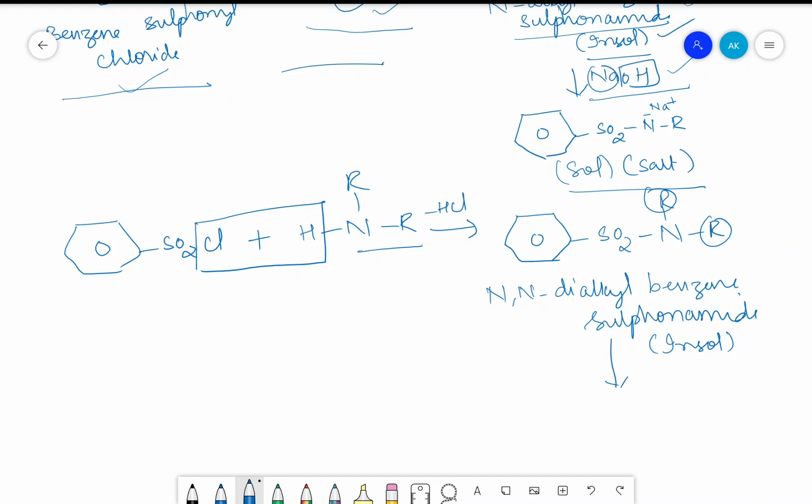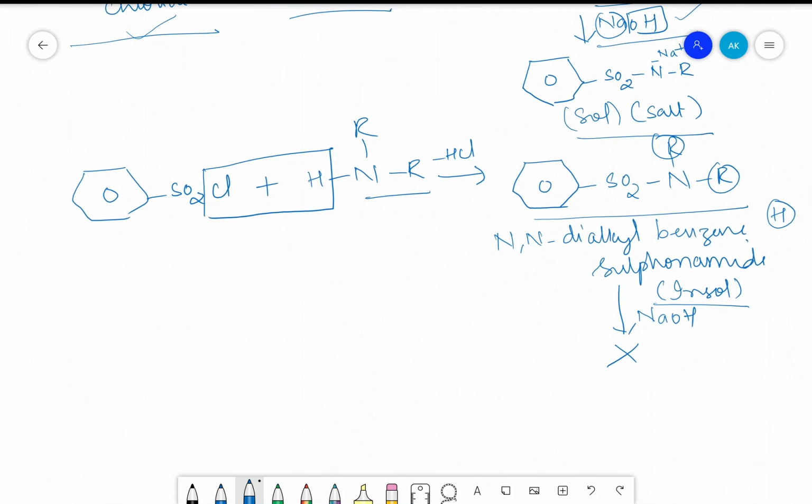This, if made alkaline, will not give any reaction. Why will it not give any reaction? Because this particular compound does not contain any active hydrogen or acidic hydrogen. So there is no reaction due to no active hydrogen present. So the secondary amine will stop here. This is how we are going to identify secondary amine, where it will give an insoluble solution.